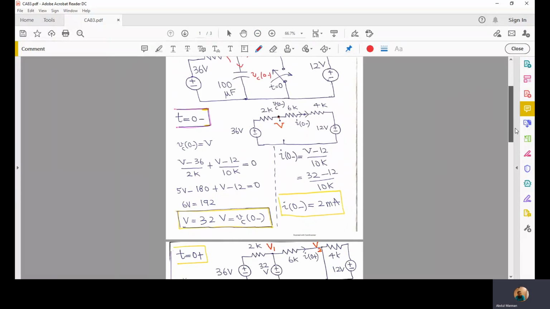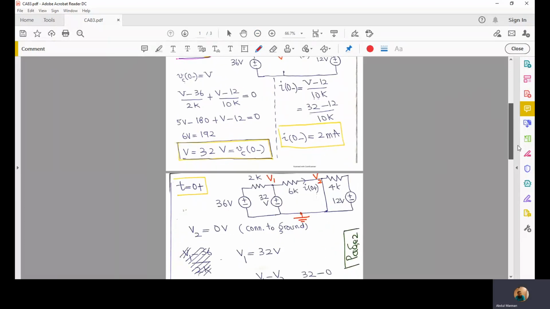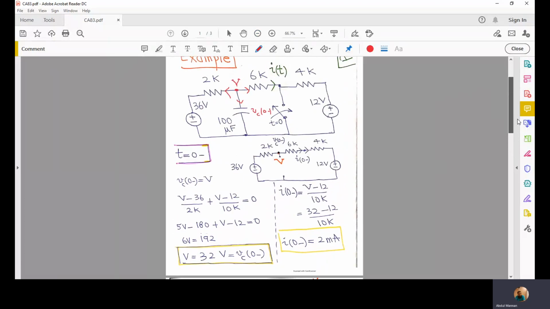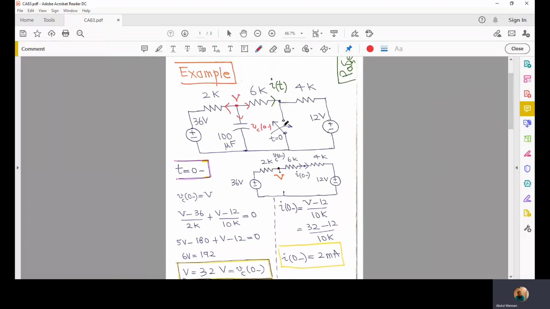Right. And then what happens at time t is equal to 0 plus? We know that at time t is equal to 0 plus, we would have closed this switch. And now the situation is this, that this branch is replaced with a short circuit, whereas this 100 microfarad capacitor is charged at 32 volts.